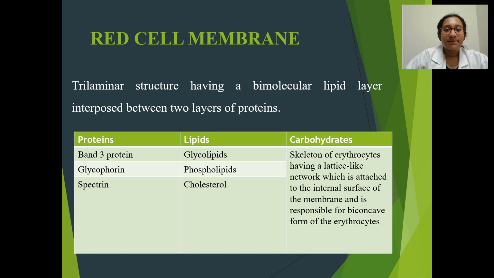The RBC membrane has a trilaminar structure with a bimolecular lipid layer interposed between two layers of protein. There are different types of proteins like band 3 protein, glycophorin, and spectrin present in the RBC membrane, along with lipids and carbohydrates, which form the skeleton of the erythrocytes.